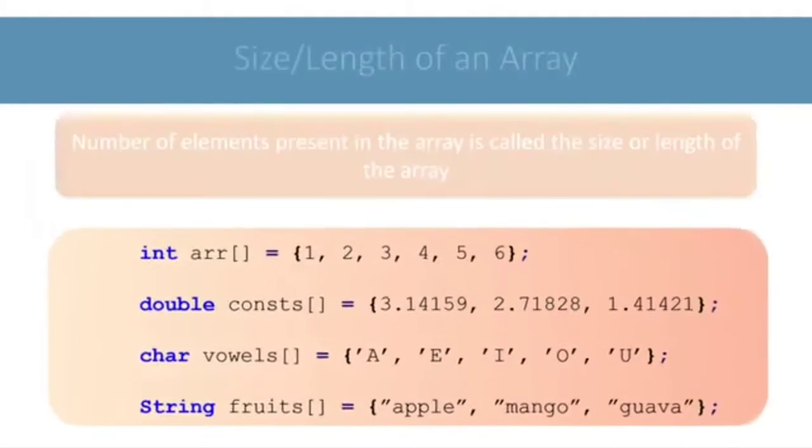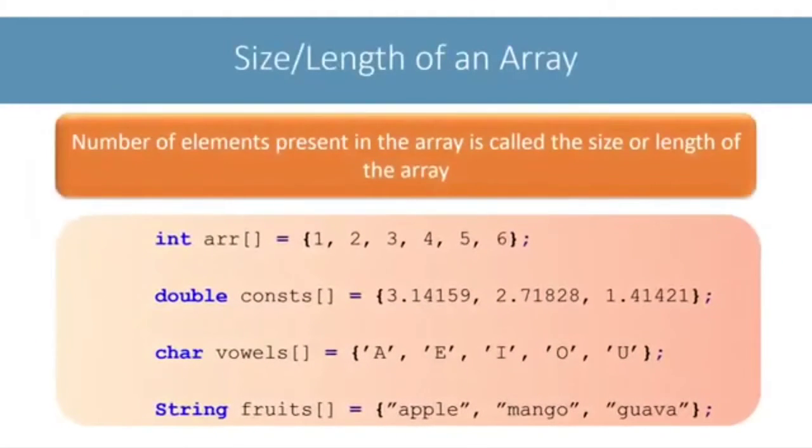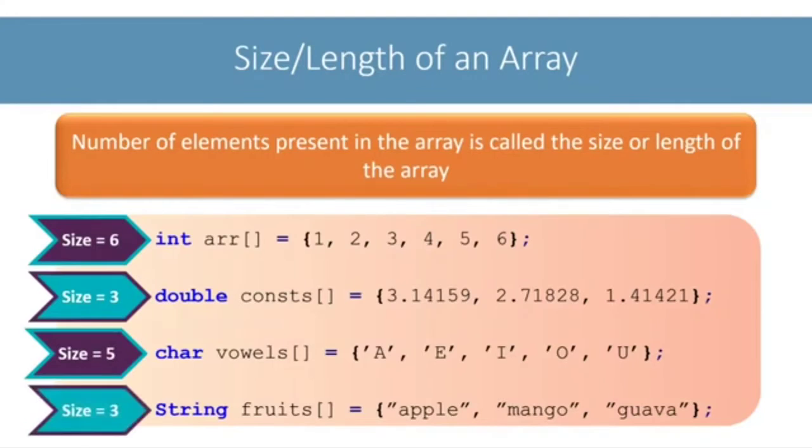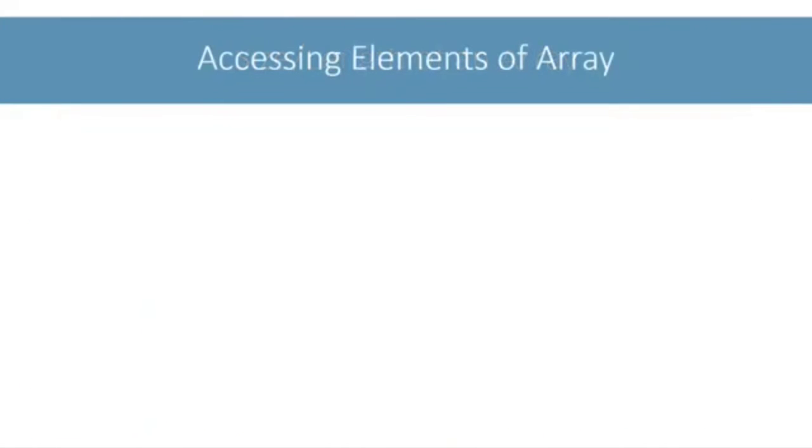The number of elements present in the array is called the size or length of the array. Size of ARR is 6 as there are 6 elements present in it. Size of consts is 3, vowels is 5, and fruits is 3. We now know how to declare and initialize an array. Next, let's look at how we can access the different elements of the array.